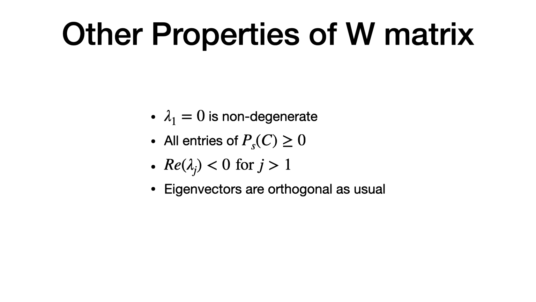At most n? Why at most n? It is exactly n. So there are exactly n eigenvectors. The statement is that all the other eigenvalues, lambda 2, lambda 3, lambda 4, may be complex, but the real part has to be less than 0. This is also true if I give you a W matrix like that. And finally, eigenvectors are orthogonal, like usual Hermitian things, eigenvectors are orthogonal to each other.